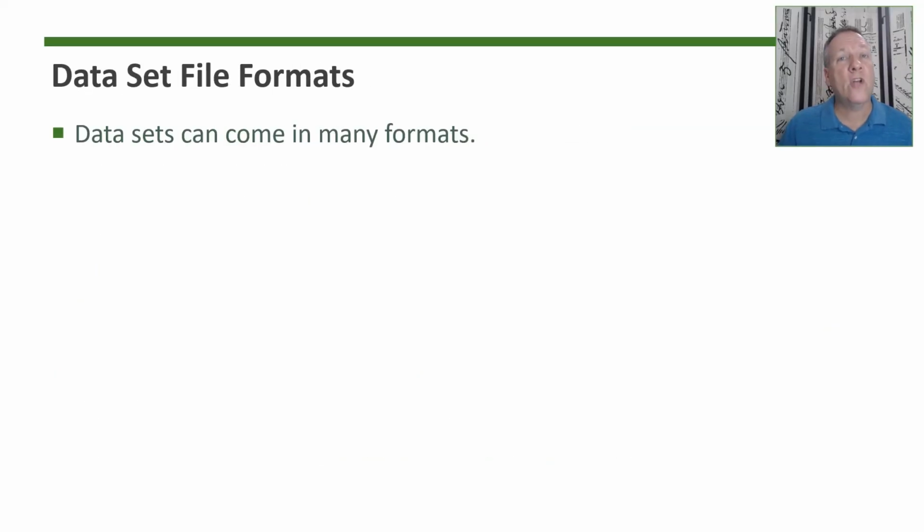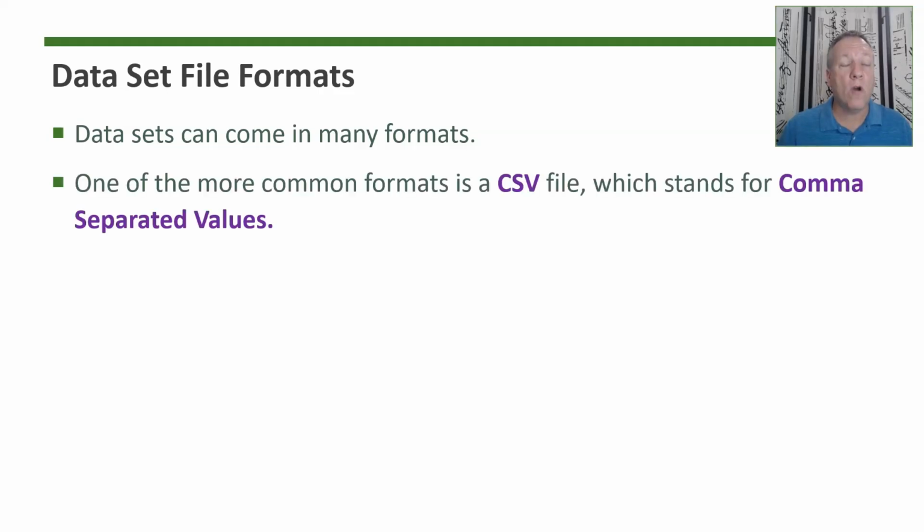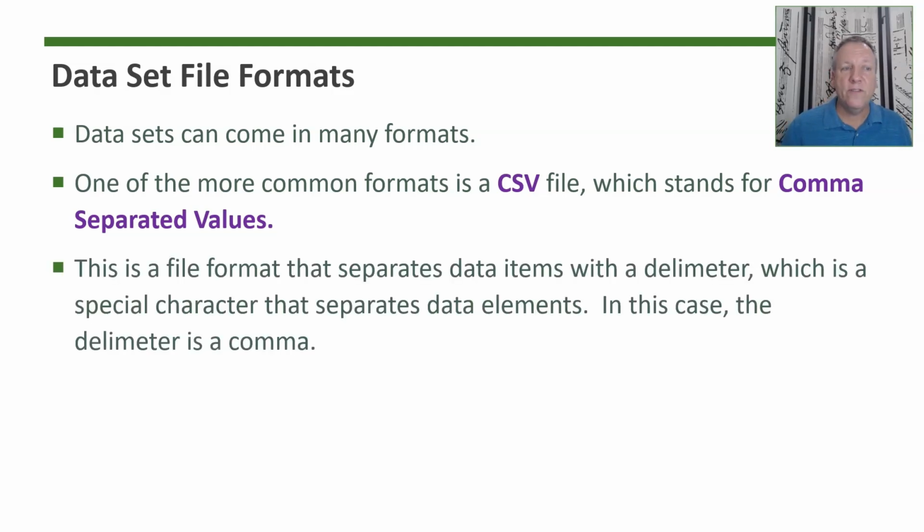All right, so let's talk about what format this data is going to be in. Well, there are lots of different formats that your datasets can be in. One of the more common ones is something called a CSV file, which stands for comma separated values. Now, this is a format where it separates data items using a delimiter. In this case, a delimiter is a special character that separates the data elements themselves. And in this case, we're going to use a comma in our CSV file.